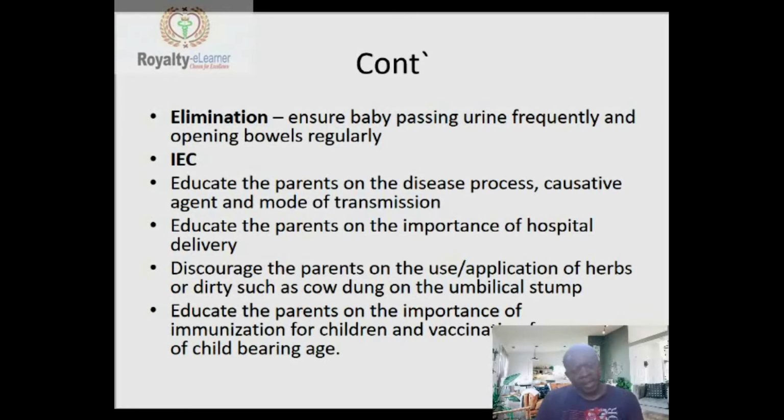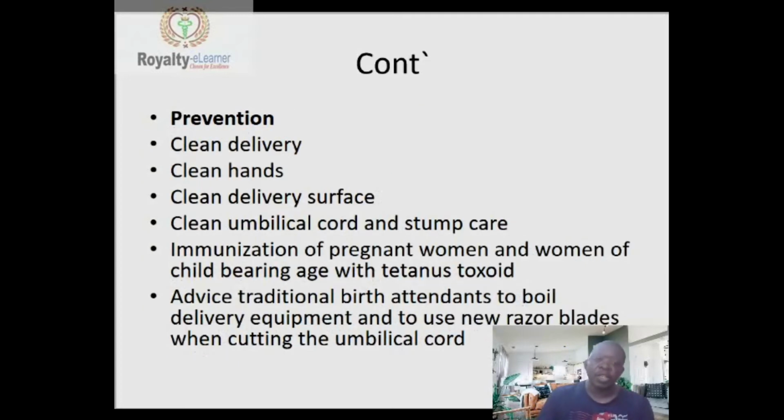What information and education can we give to a parent who has a child with neonatal tetanus? We can educate the parents on the disease process, predisposing agents, and the mode of transmission. We can educate the parents on the importance of hospital delivery. We can discourage the parents from the use and application of herbs or substances such as cow dung on the umbilical stump. We can educate the parents on the importance of immunization for children and vaccination for women of childbearing age.